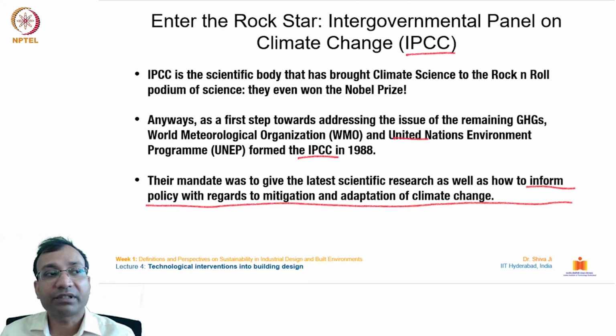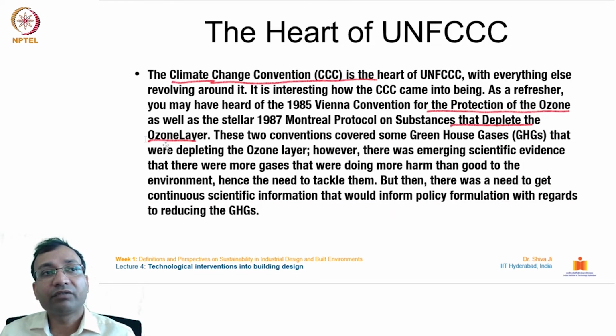The heart of the UNFCCC. The Climate Change Convention (CCC) is the heart of the UNFCCC, with everything else revolving around it. It is interesting how the CCC came into being. As a refresher, you may have heard of the 1985 Vienna Convention for the protection of the ozone layer, as well as the stellar 1987 Montreal Protocol on substances that deplete the ozone layer. These two conventions covered some greenhouse gases (GHGs) that were depleting the ozone layer. However, there was emerging scientific evidence that there were more gases doing harm to the environment, hence the need to tackle them.